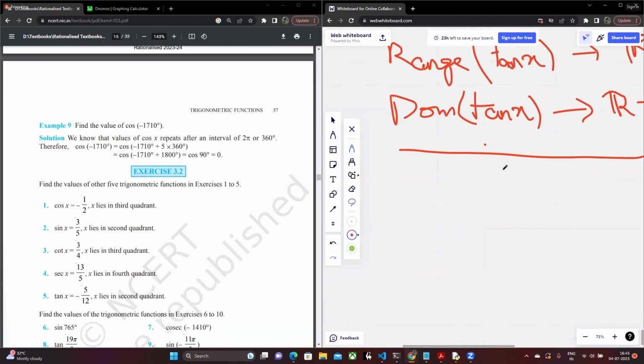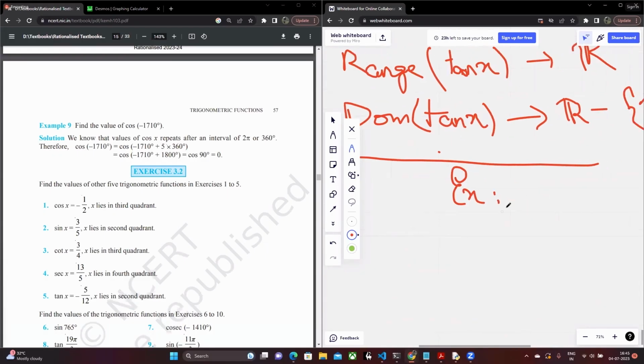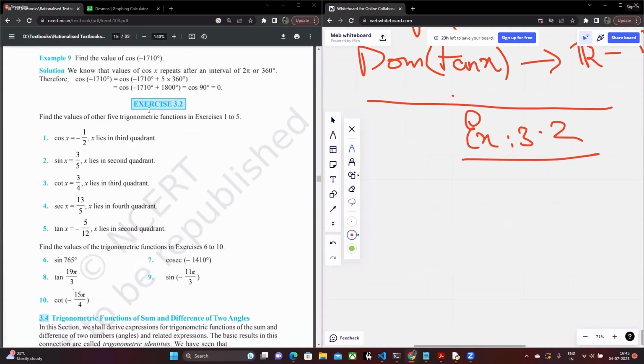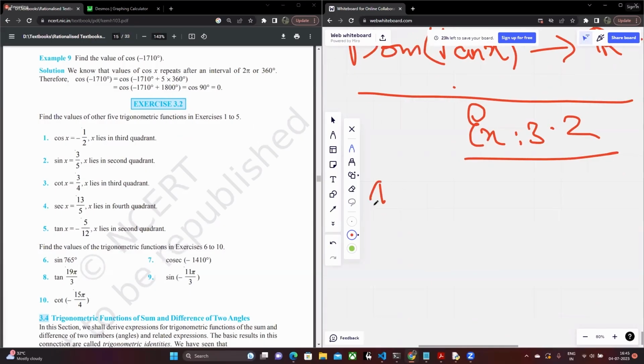With that, we go to exercise 3.2. Find the values of the other 5 trigonometric functions in exercises 1 to 5. So the first part, that is cos x is minus 1 by 2. I'm sorry.